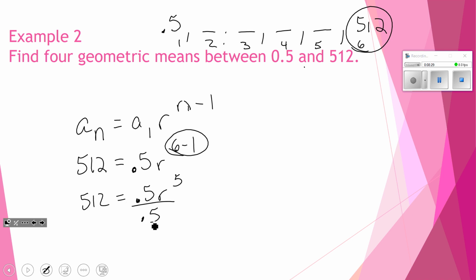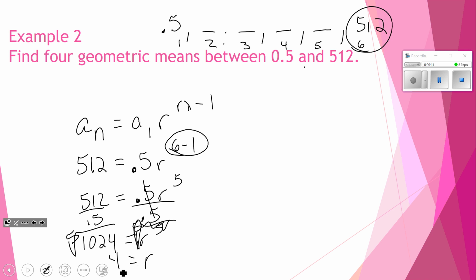So when I divide by 0.5 on both sides, r to the 5th is, anybody help me out? 1024. And then how do I get rid of something raised to the 5th power? We're not going to square root, we're going to take a 5th root. So the 5th root on either side. Now I will tell you, this one will not work if it's an odd power. We only do pluses and minuses with square roots and 4th roots and 6th roots. So if it's a 5th root, you won't do a plus or minus. What's the 5th root of 1024?